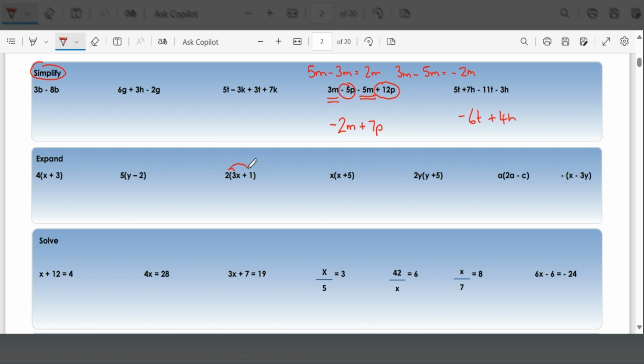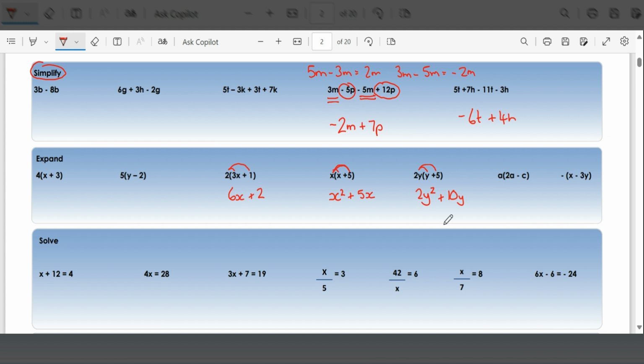You times both these by 2. Double that one, double that one. Okay, here, you times both these by x. x times x is x squared. x times 5 is 5x. Here, you times both these by 2y. 2y times y is 2y squared. Plus, and these would all be minuses in the middle, if there were minuses there. 2y times 5 is 10y.